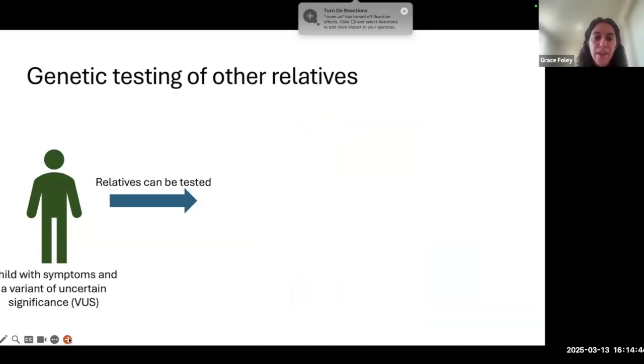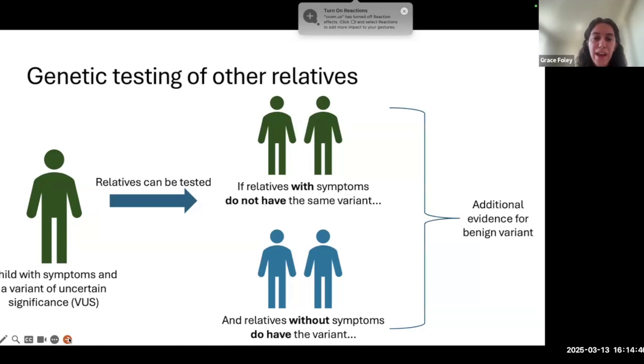On the other hand, if the relatives with symptoms do not have the variant, and the relatives without symptoms do have the variant, this can provide evidence for the variant being benign because it might tell us that it's not what is causing symptoms. Again, these pieces of information are not enough evidence on their own to call a variant benign or pathogenic, but this information might be helpful in the overall process of reclassifying the variant.